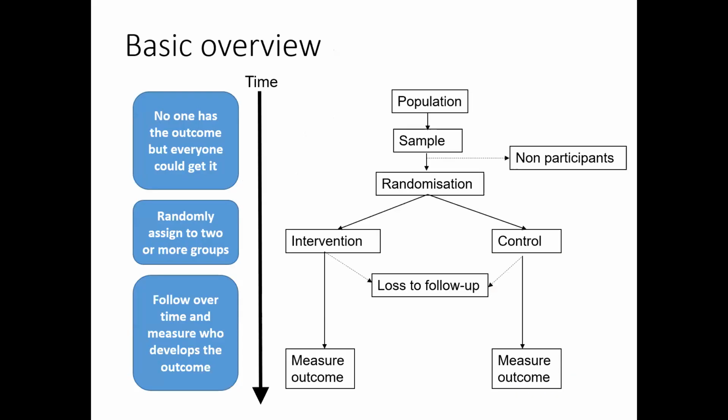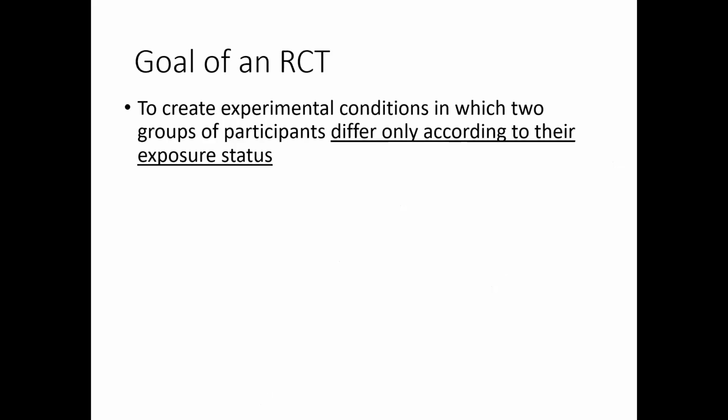So we saw this graph before, but it summarizes the sequence of events. You have a population, you identify a group, and you invite people, you randomize them to intervention and no intervention, and then you look at the outcome. That is the basic sequence of events in a randomized controlled trial.